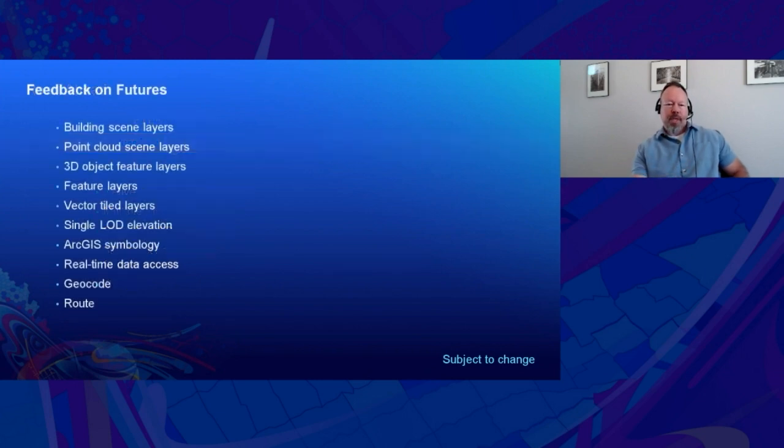But some of those items might include, and we're considering the following, a host of new layer types. One of the primary benefits of using the ArcGIS Maps SDK is access to ArcGIS data sources, things like building scene layers and point cloud scene layers. We're also looking at targeting single LODs, levels of detail, to support elevation layers as terrain and landscape, access to ArcGIS symbology to deliver complex cartographic representations, such as those designed for military specifications. In short, there are quite a few opportunities in this space.